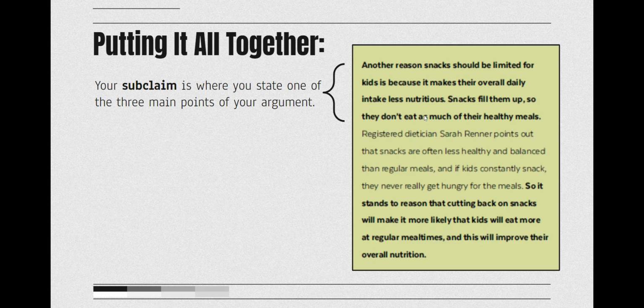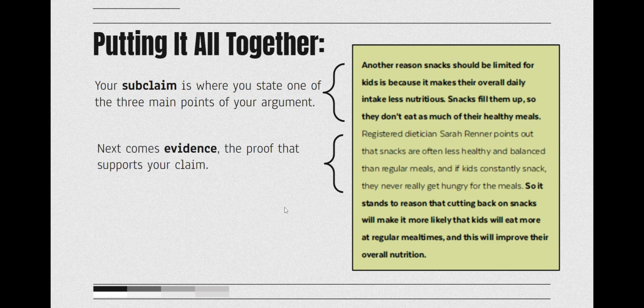So this person that wrote this included some great transitional language here. This probably was their second paragraph, and they said another reason snacks should be limited, right? So they included a great transition phrase here and then moved into their reasoning. What do you think this second part is? If you said evidence, you're correct. What type of evidence integration would this be?